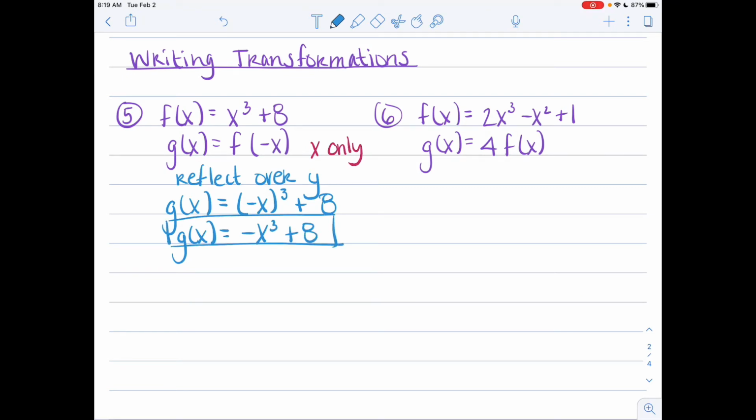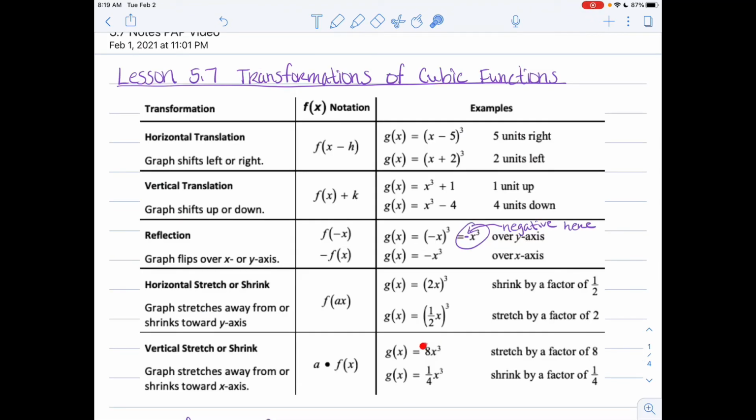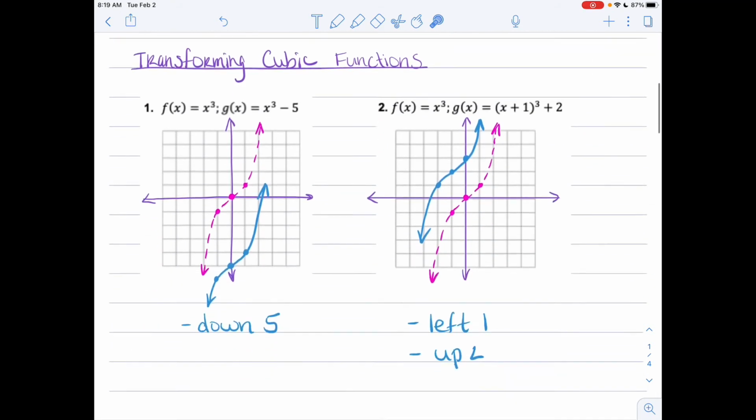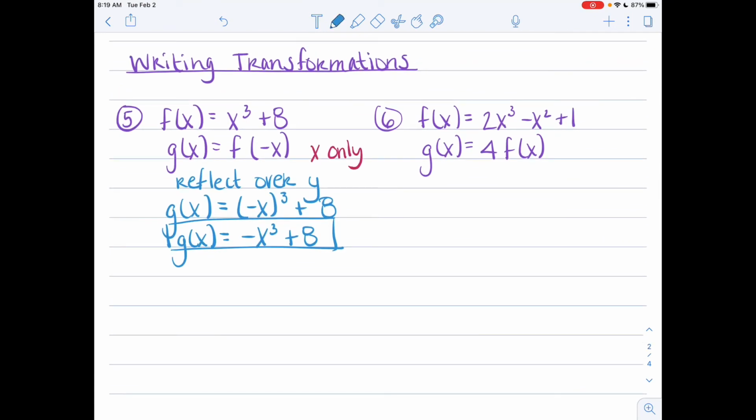Let's take a look at another one. This one has several terms, and we have a 4 on the outside. A number bigger than 1 on the outside of parentheses, so out here in front, is a vertical stretch or shrink, but if it's bigger than 1, it is a stretch. So we have a vertical stretch by 4. So let's go ahead and note that we have a vertical stretch by 4.